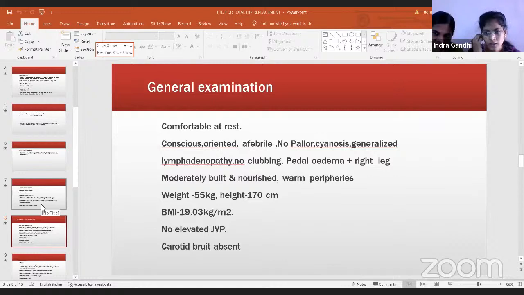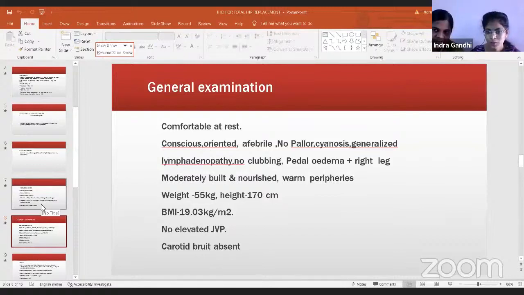Syncopal attack of pain. Because the patient is elderly, the patient may fall. What is the age of your patient? 65 years old, ma'am. 65, okay. If there was any giddiness, syncope, or ischemic attacks that occurred before the fall, is that history relevant to us or not? Yes, relevant only.